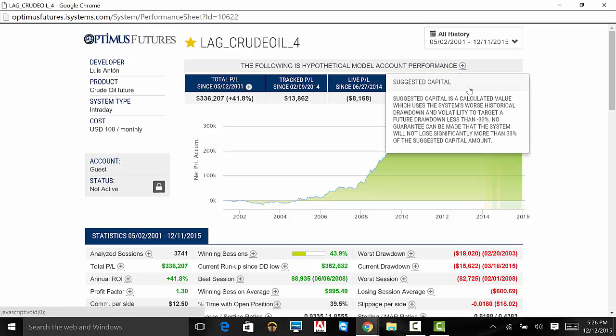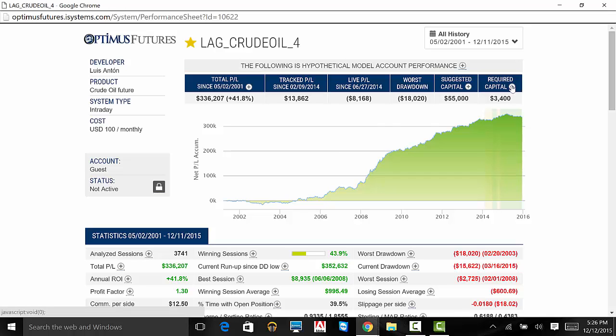Suggested capital is a calculated value which uses the system's worst historical drawdown and volatility to target a future drawdown less than 33%. No guarantee can be made that a system will not lose significantly more than 33% of the suggested capital amount.